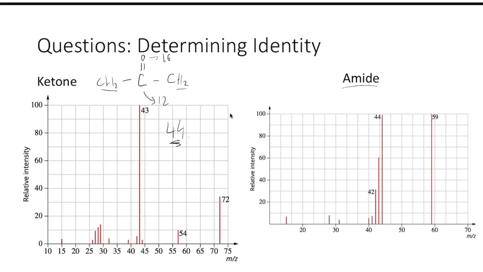So this CH2 group has 12 plus 2, since the molar mass of carbon is 12 and hydrogen is just 1. So that's 14. If we add 14 to this, we get 58. Well, that's not quite enough, so we need to add just one more. So if you add one more, then you should get 72.